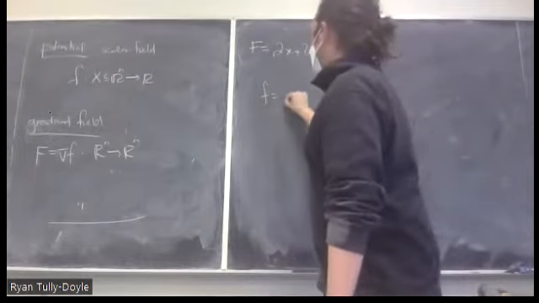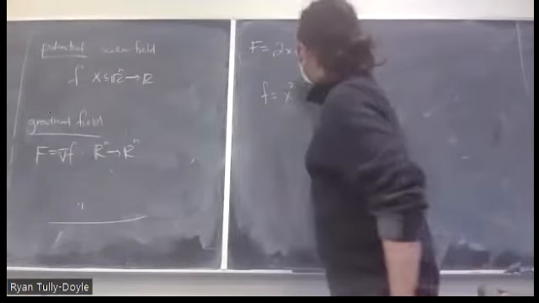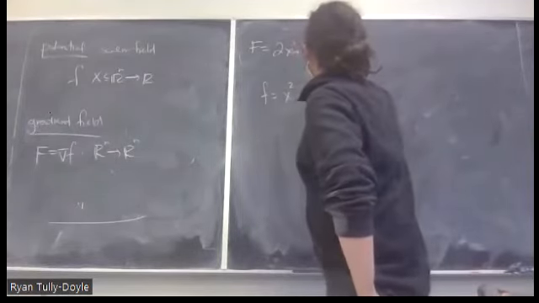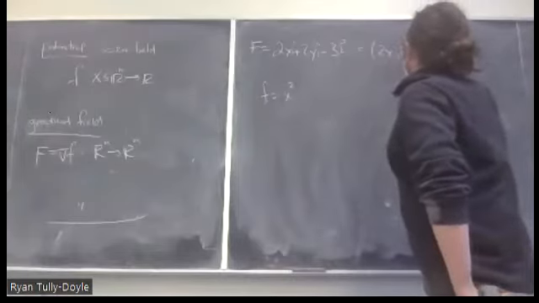Squared. How about x squared, right? And I guess this is supposed to be i, j, and k. That's part of the problem here. There's a j, there's a k here. This is 2x, 2y, minus 3.